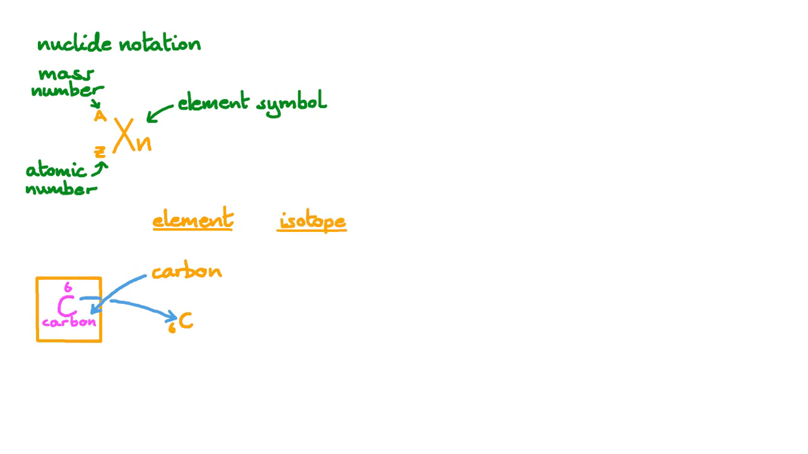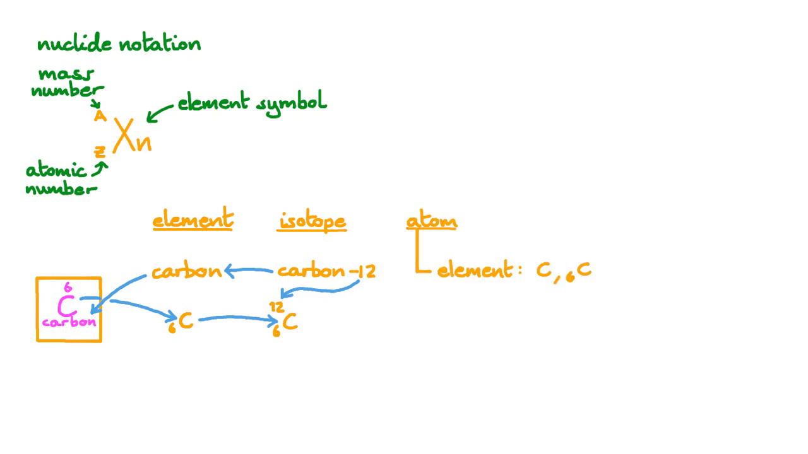But what if you had a particular isotope? Let's imagine we've got carbon-12. We can look up the element carbon on the periodic table and get the symbol and the atomic number for that isotope. And then we can take the mass number of that isotope and put it in the top left to uniquely identify it.